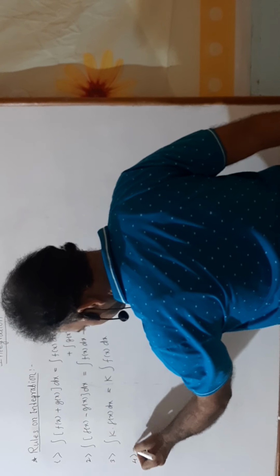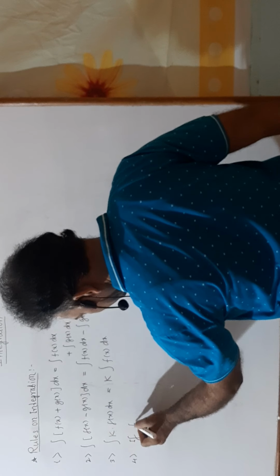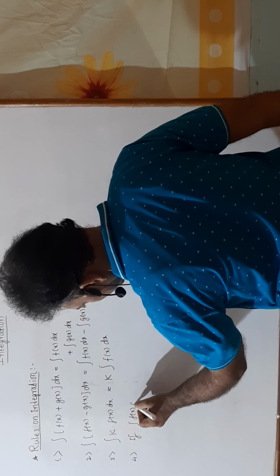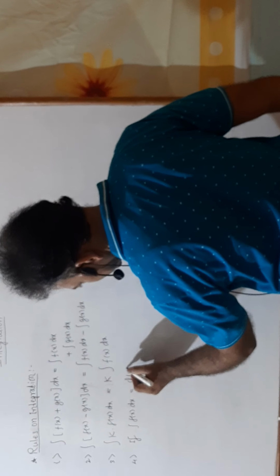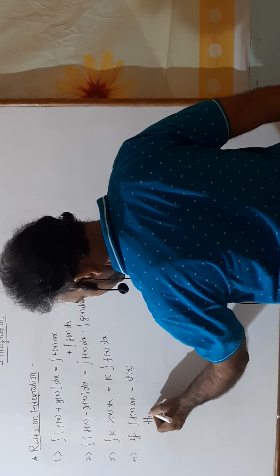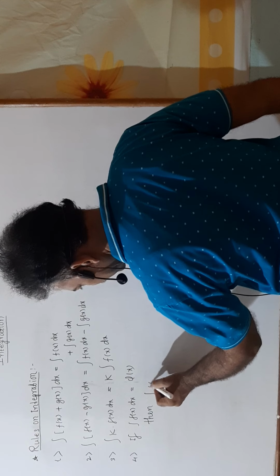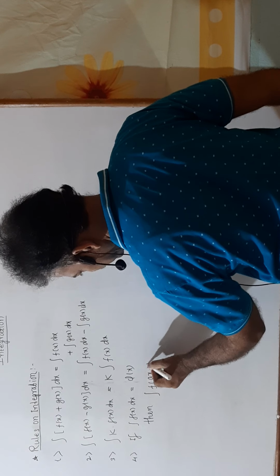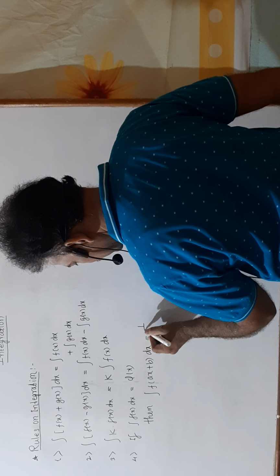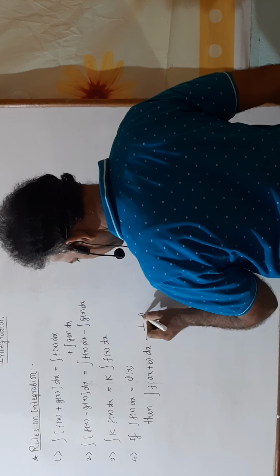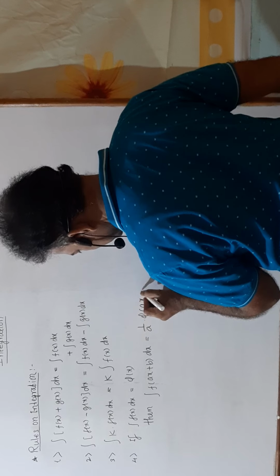Fourth rule: if integral f of x dx is equal to phi x, then integral f of ax plus b dx is equal to 1 divided by a into phi of ax plus b.